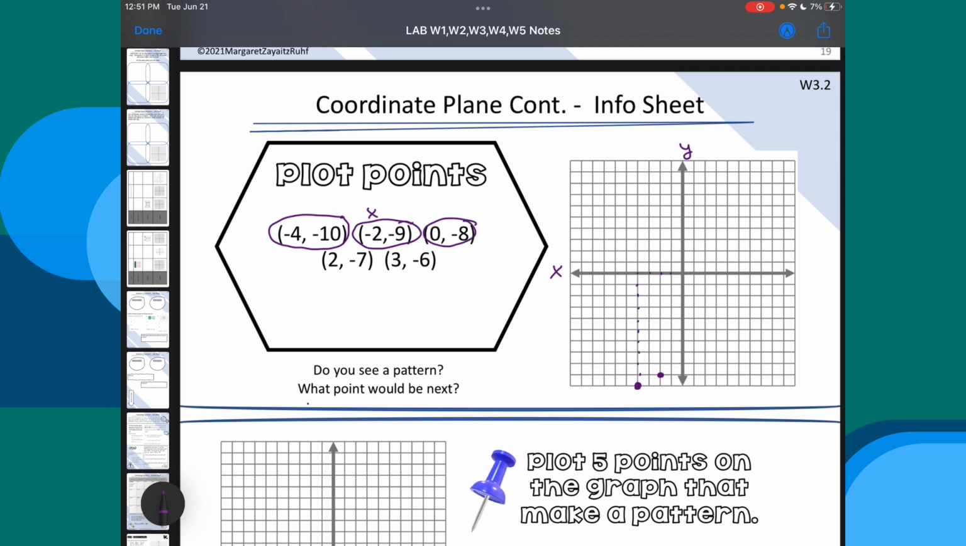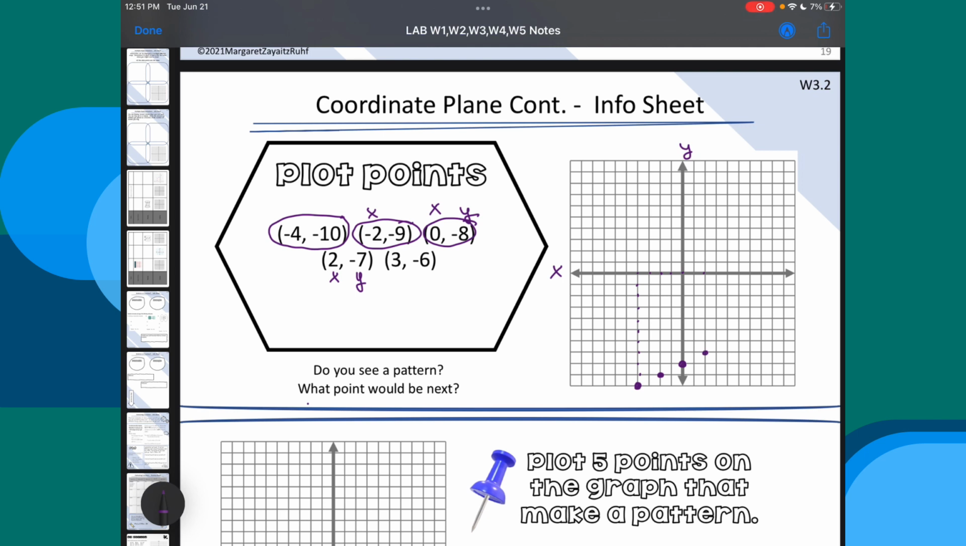The third point, the x direction is 0. So we're not going to move off this origin, but in the y direction, it does say go down 8. 1, 2, 3, 4, 5, 6, 7, 8. Our next point, we're going to go to where x is 2 and y is -7. So 1, 2 in the x direction and then down 7.